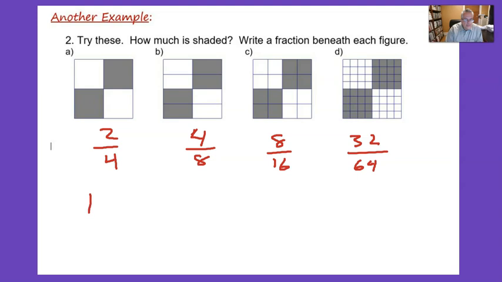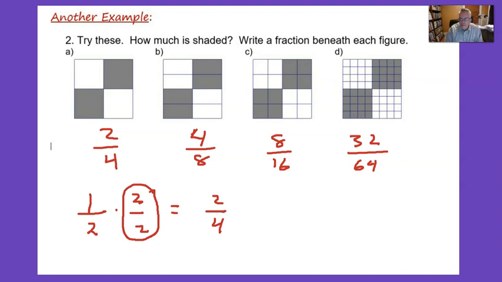It turns out that if we have a fraction like a half, if we multiply the top and the bottom by the same number, we get an equivalent fraction. So 1/2 times 2 over 2 is 2/4. That's equivalent because multiplying by 2 over 2 is the same as multiplying by 1. So that's why we end up with a fraction that's equal to the first one, because we were really multiplying by 1. We just get a fraction that looks different but represents the same thing.